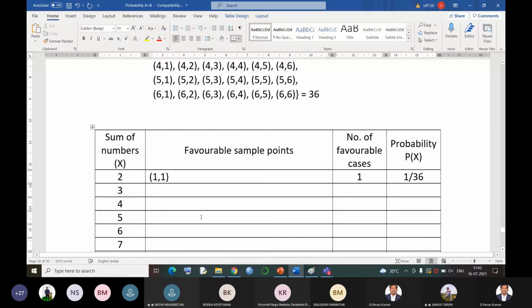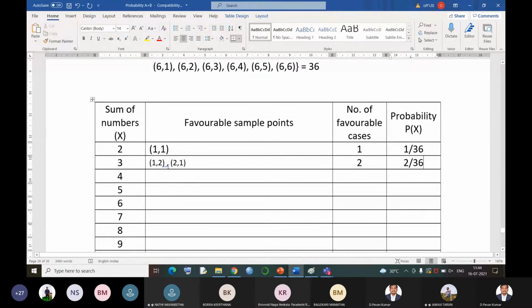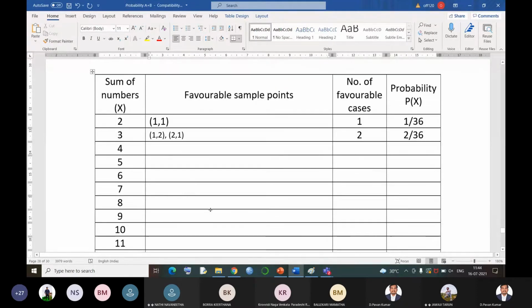Now, what is the favorable number of cases of getting sum 3 out of this problem? We have two. The first one would be 1, 2, and we also have 2, 1. So how many favorable number of cases do we have here? We have 2. So we can write this as 2 by 36. The probability of getting sum 3 is 2 by 36.